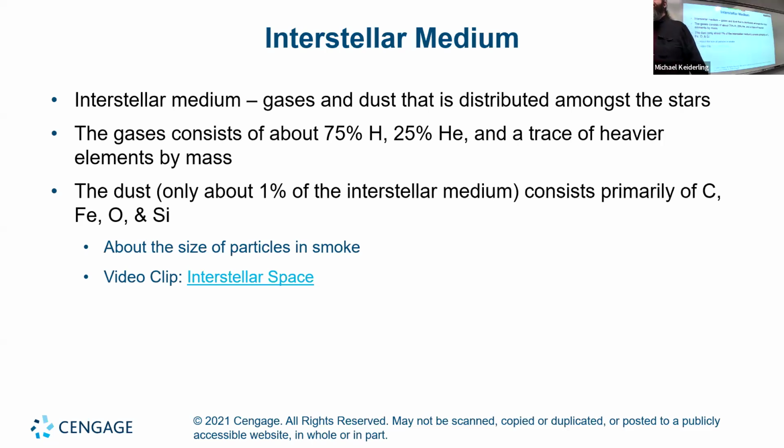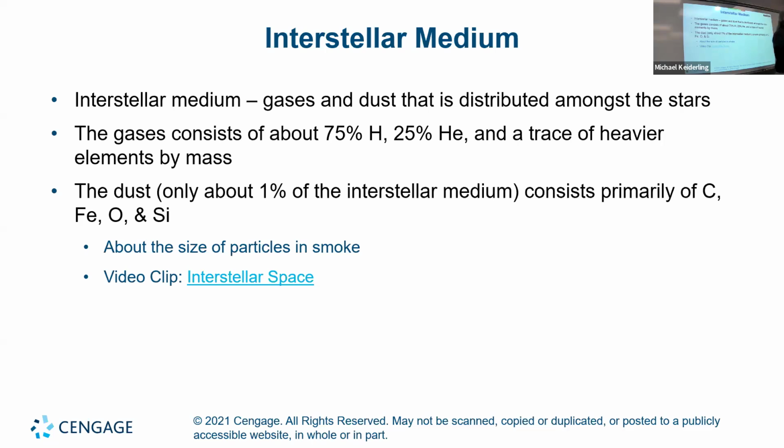So in between the stars is the interstellar medium. It's the gases and dust that's distributed among the stars. These are about 75% hydrogen, 25% helium, and a trace amount of heavier elements. And you're going to find that 75% hydrogen, 25% helium all over the place. And that's because that is sort of the starting material of the universe.